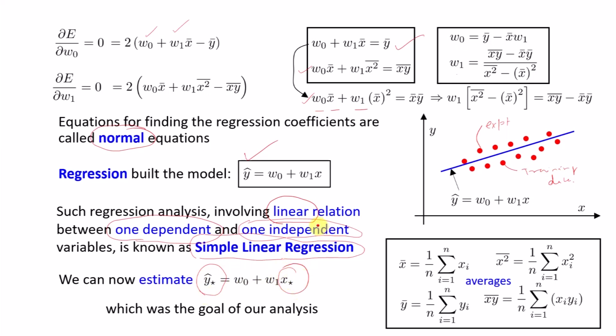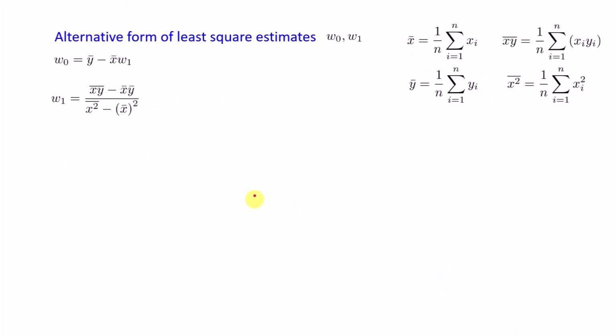And now we have our regression model. So I can write this y star hat, that means the estimation of y star, is equal to w0 plus w1 x star. And this is where my analysis completes. There are also certain alternative forms of these estimates w0 and w1, and some of these forms are very useful sometimes. So let us see some of these ideas.